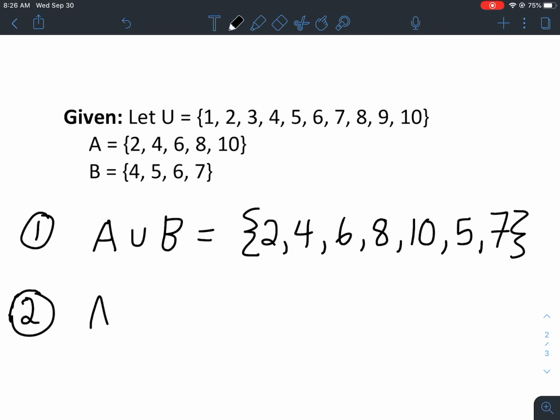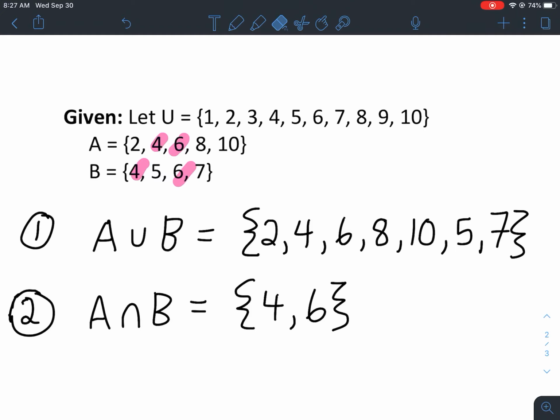Okay, for number 2, let's find the intersection between A and B. So that's the upside down U. Intersection means what they have in common. So what do A and B have in common? They both have a 4. They also both have a 6. And that's the only 2 things they have in common, so that's it. Make sure you put them in a set bracket.